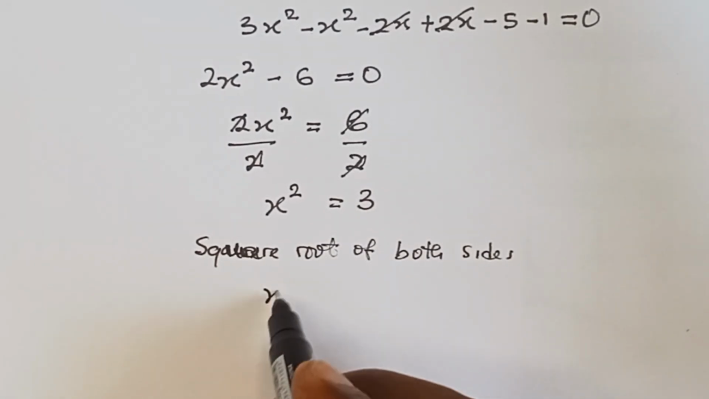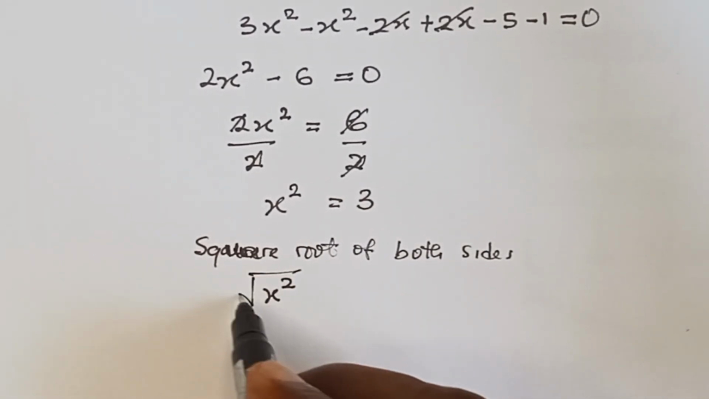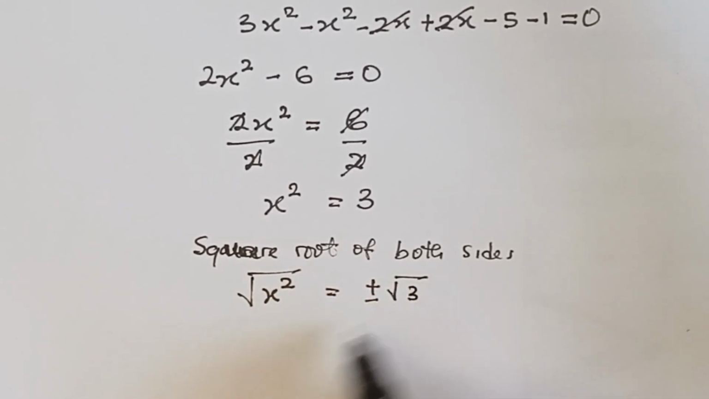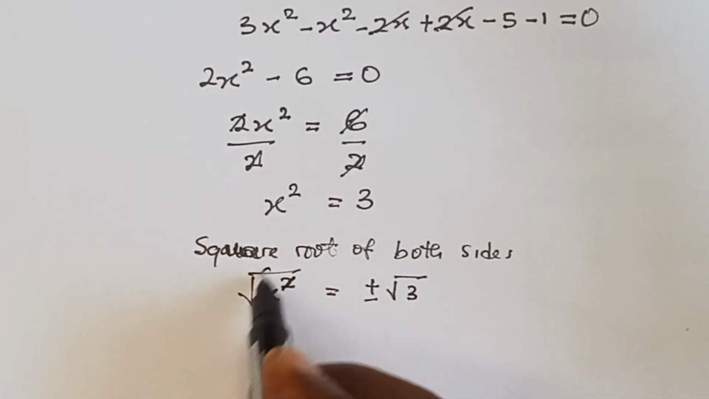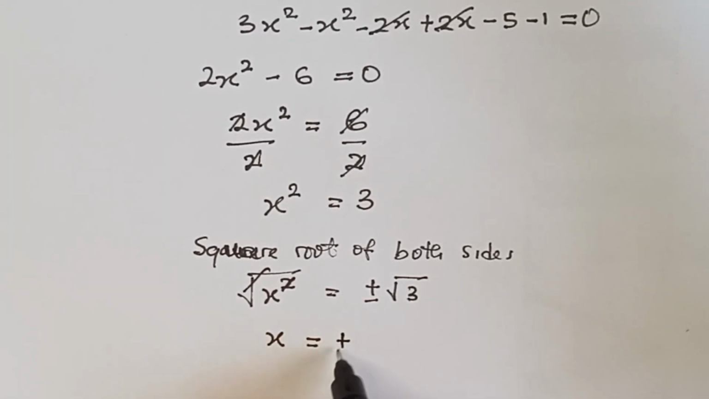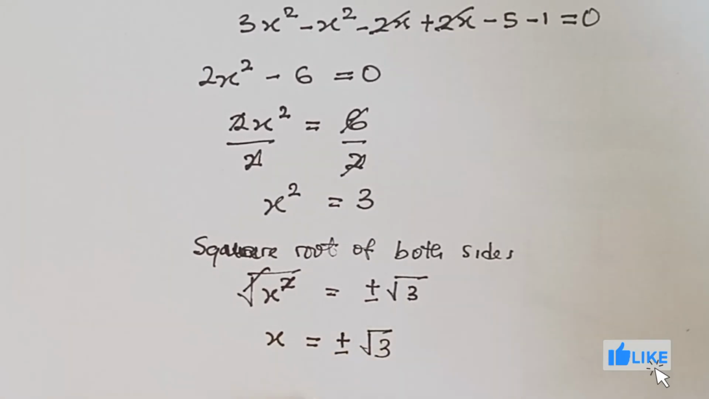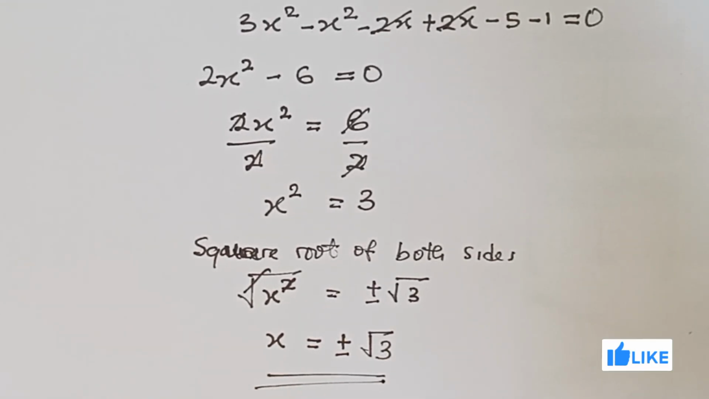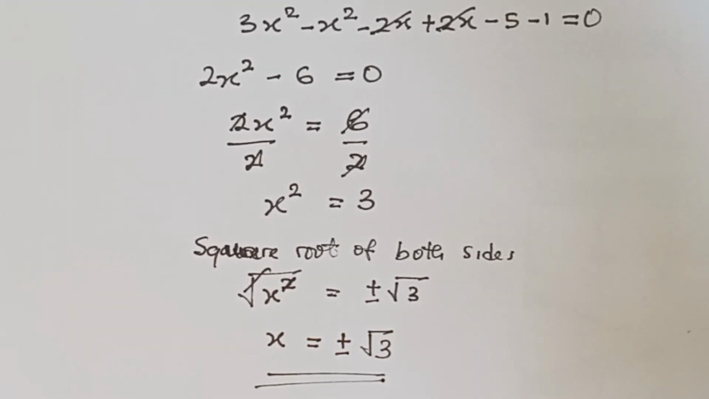Alright, so we have the square root of x squared, and here will become plus or minus square root 3. So the square cancels the square root. We have x equals plus or minus square root 3. Alright, so this is our answer. x is equal to plus or minus square root 3. Remember that I said our x must not be equal to plus or minus 1, and what we have here is far from plus or minus 1.